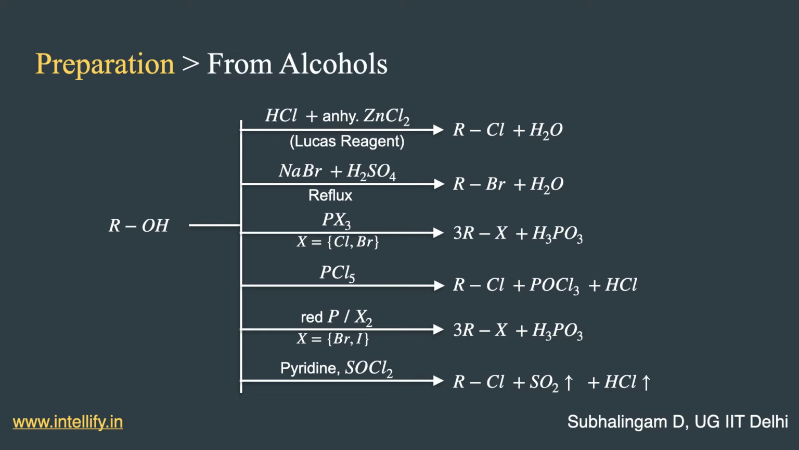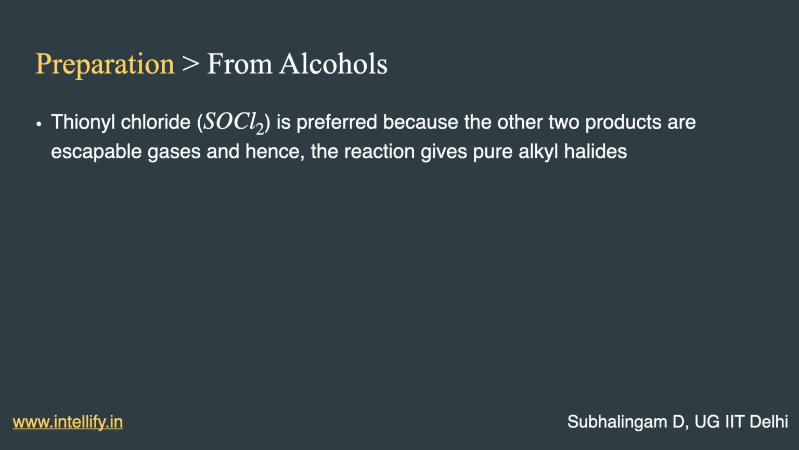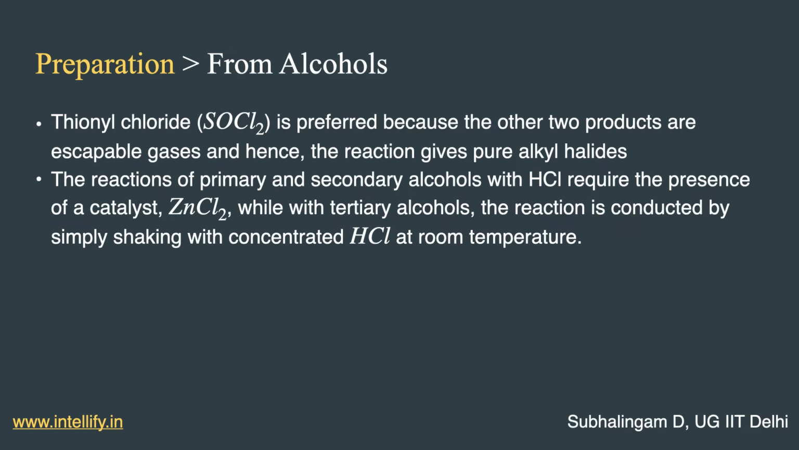Do you notice something interesting in the byproducts in this case? Let's look into it in the next slide. So we observed that we had SO2 and HCl as byproducts. We also saw that there was an up arrow written, that means they are gases. So since the byproducts are escapable gases, this method of SOCl2 plus pyridine gives pure alkyl halides and is more preferred than the rest of the reactions.